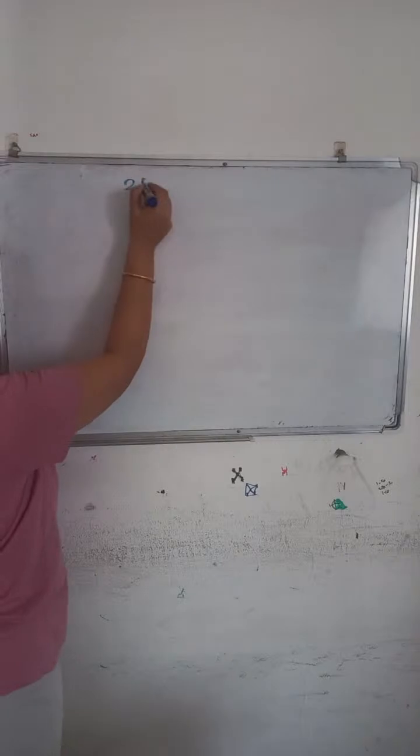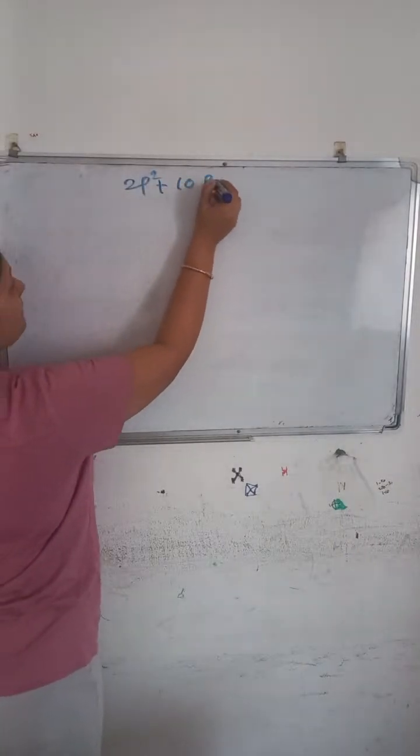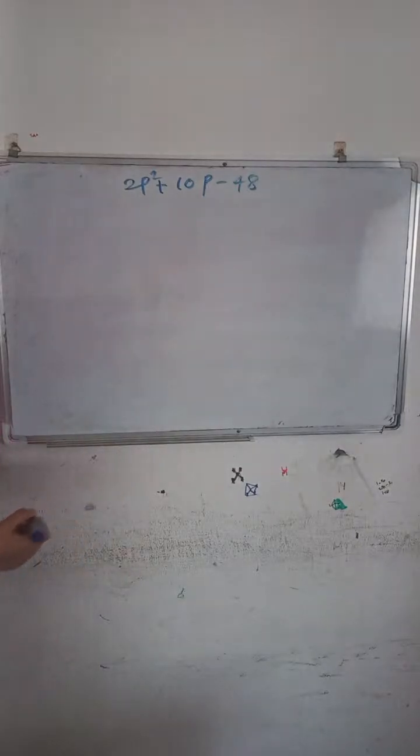So here they are asking 2p square plus 10p minus 48. Okay, this is again we have to solve by the splitting middle term method. So here 2p square plus 10p and minus 48, they all are multiples of 2. So what I will do, I will divide each term by 2.